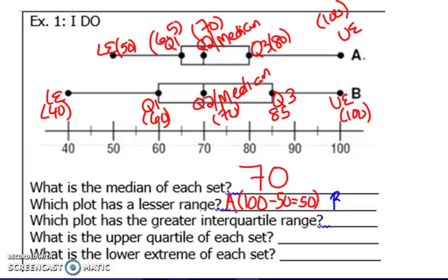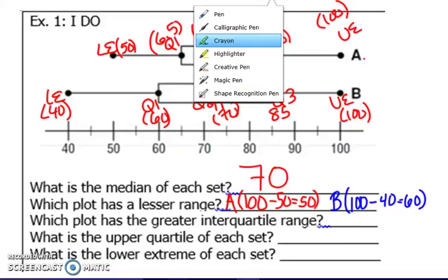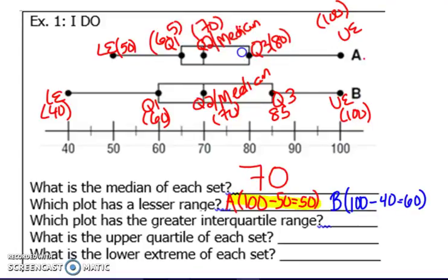Well, if I look at graph B, I'm going from 100, my upper extreme, to 40, which is my lower extreme. And I have 60. So in this case, the plot who has the lesser range is going to be plot A. 50 is less than 60. And to find your range, all you're doing is subtracting. So we're subtracting our lower extreme from our upper extreme.